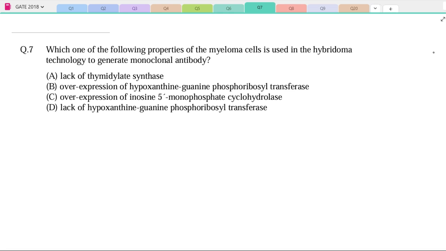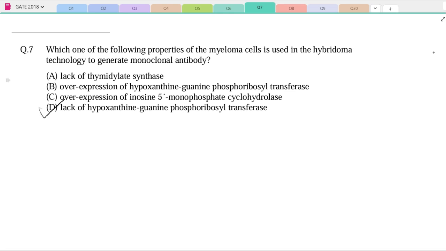The de novo pathway of nucleotide synthesis is blocked using the aminopterin in the HAT medium. So nucleotide synthesis is totally abolished in these myeloma cells, and hence they die. Ultimately, the fused cells, the B cells and myeloma cells in combination, survive, and as a result they continuously produce antibodies and also survive the HAT medium. That is why this technology is used, so that it results in the continuous production of monoclonal antibodies.